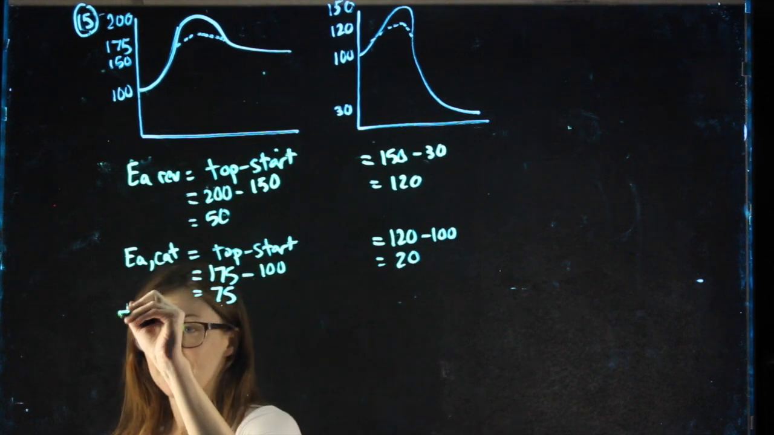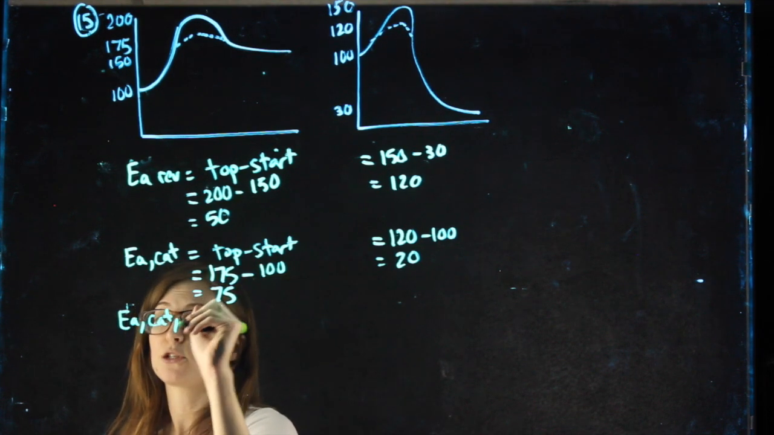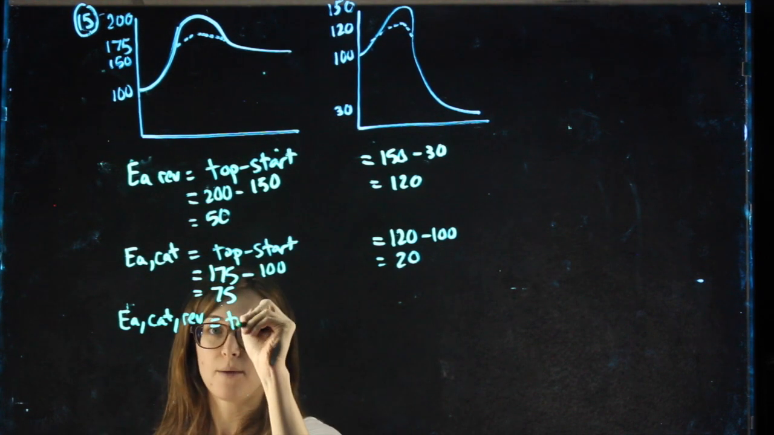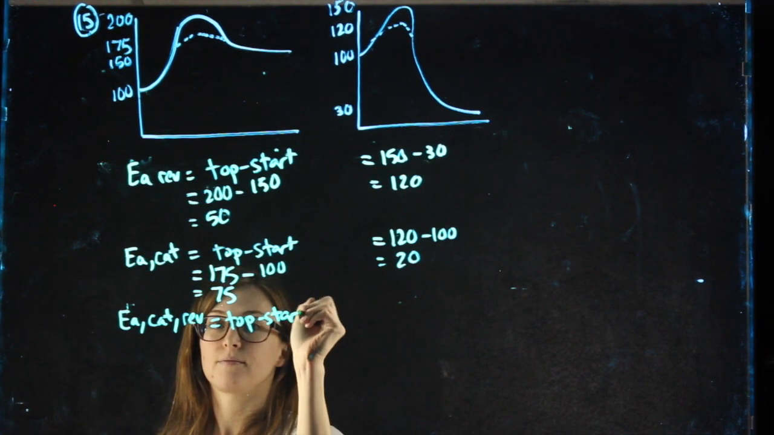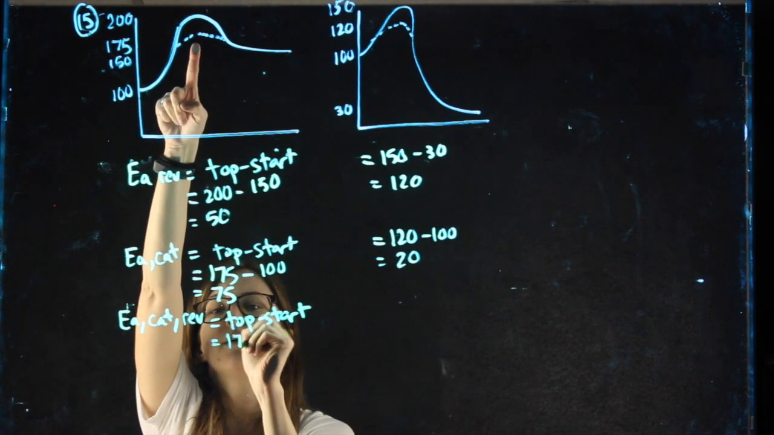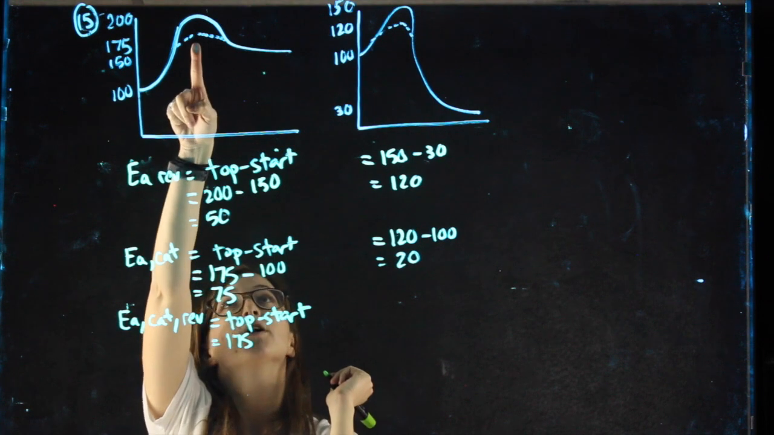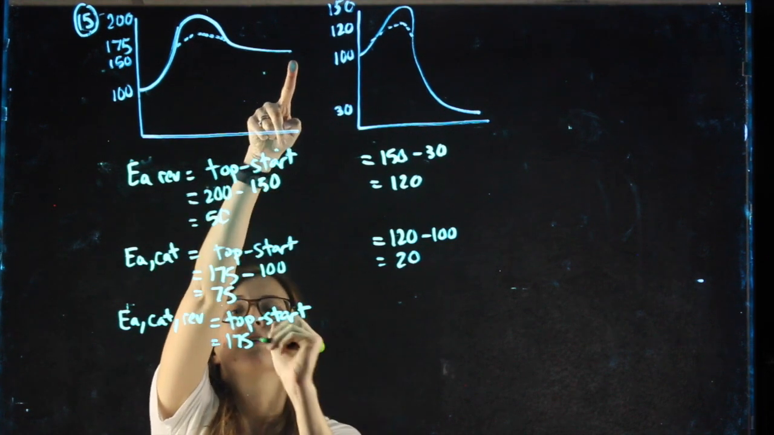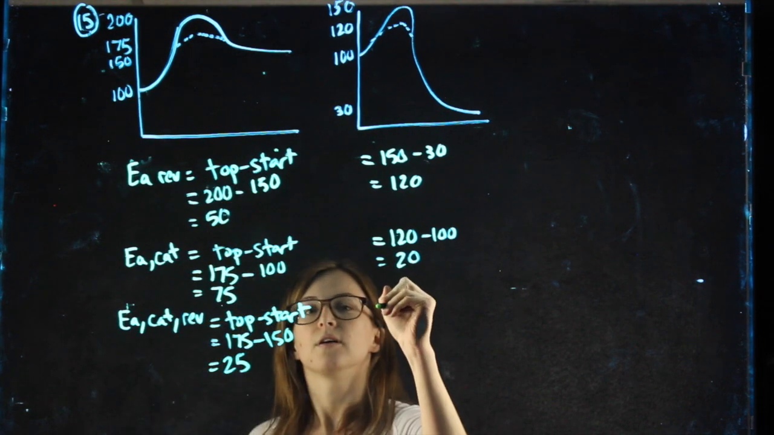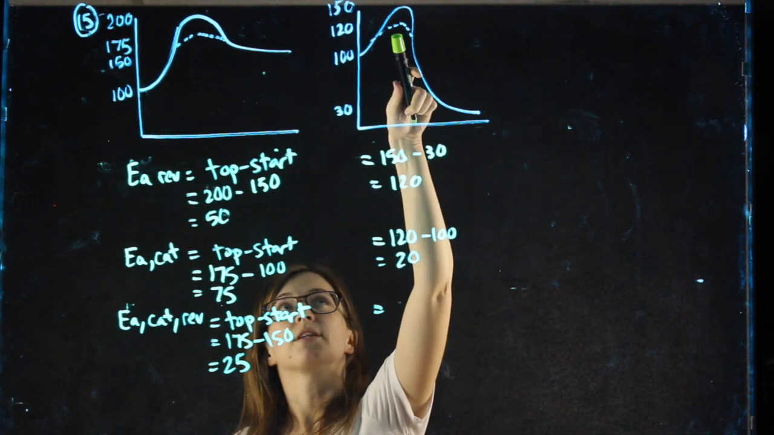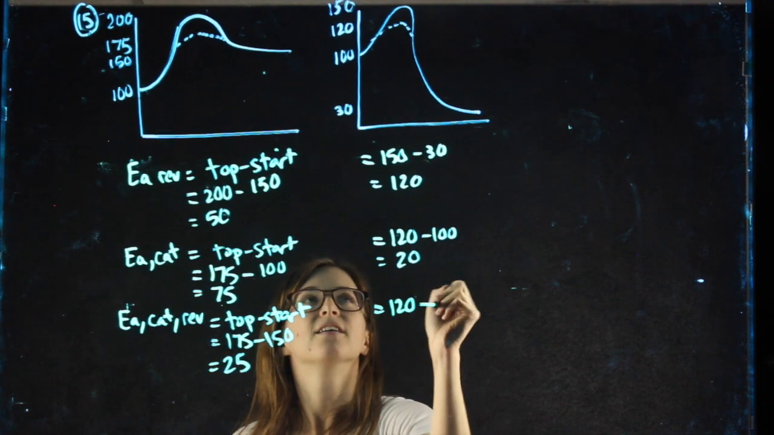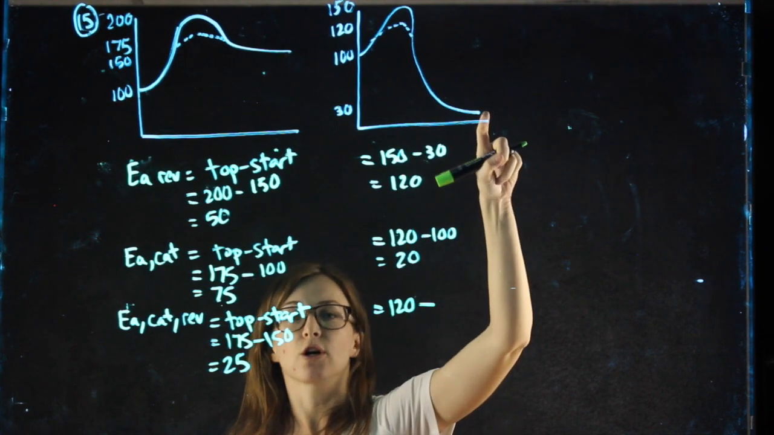Activation energy, catalyzed, reverse. Activation energy is still top minus start. Catalyzed means I'm using the top that is dotted. Reverse means I'm actually starting over here.